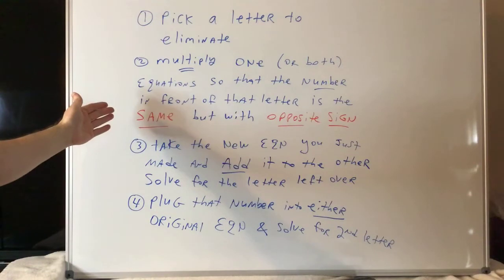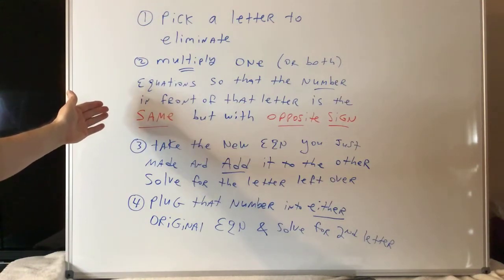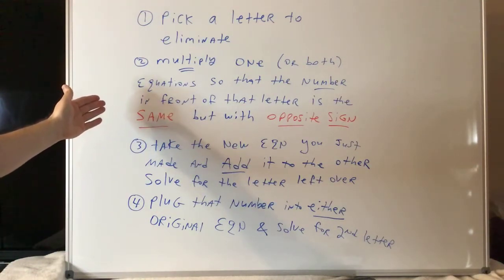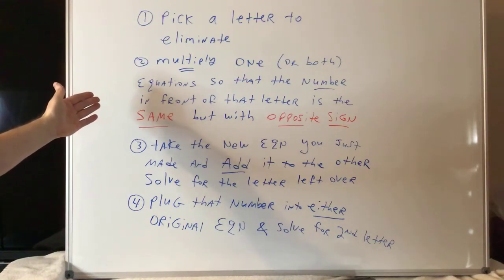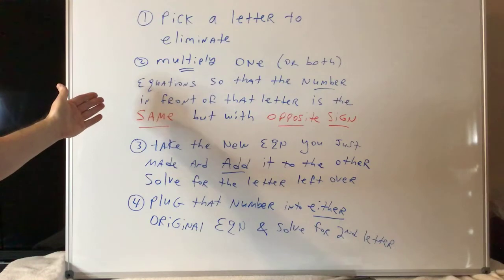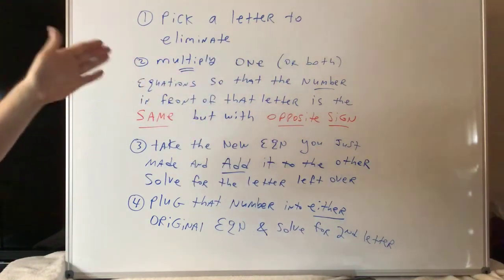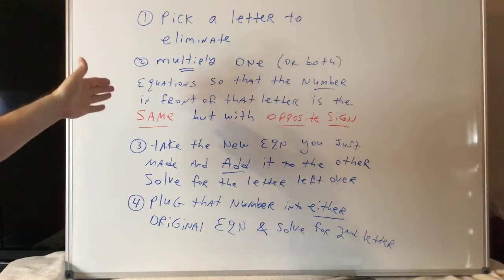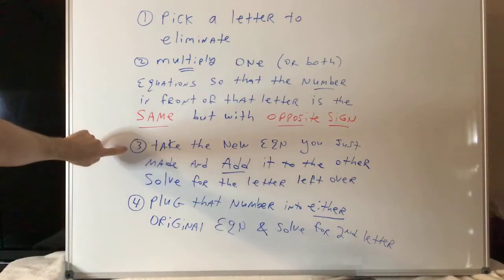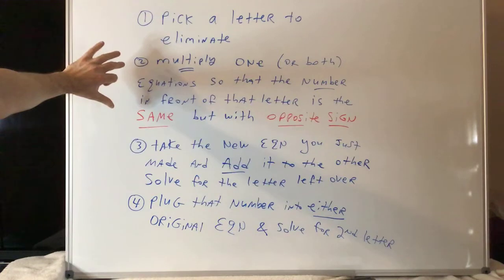Now I wrote in red to stress the importance of this. If you had a 6 in front of the x, you need a -6 in front of the other x. If you had an 8 in front of a y, then you would need a -8 in front of the other y. The numbers must be the same, but they have to have a different sign because you're adding them together to eliminate.